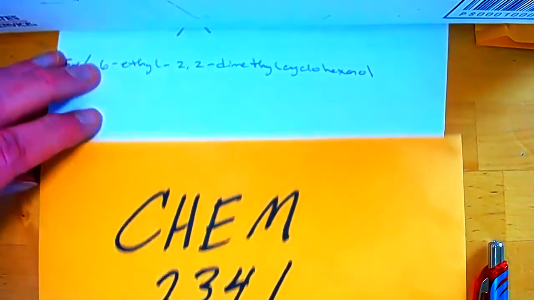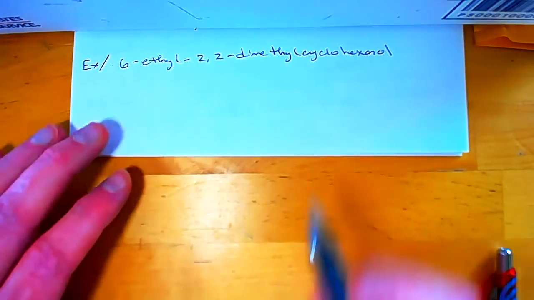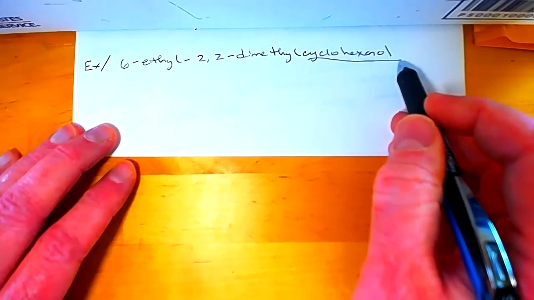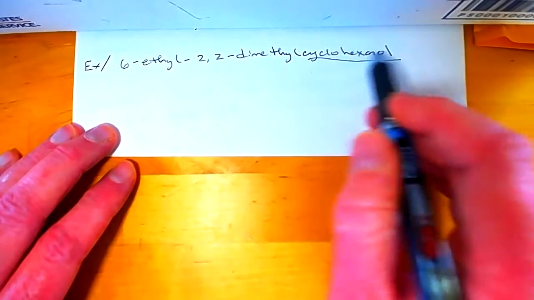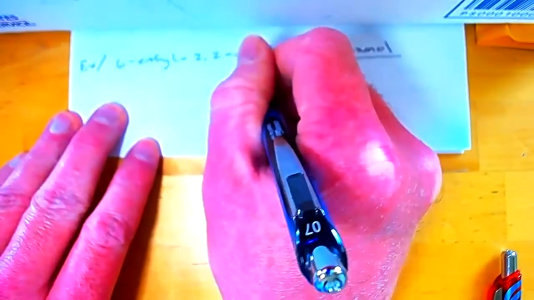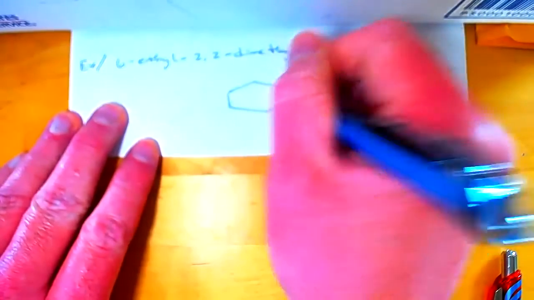Okay, then we've got one more. So let's say we want to do 6-ethyl-2,2-dimethylcyclohexanol. Now notice cyclohexanol is not numbered, okay? And that's because the alcohol is understood to be the number 1 position. So what I'm going to do is start off with it as my number 1.